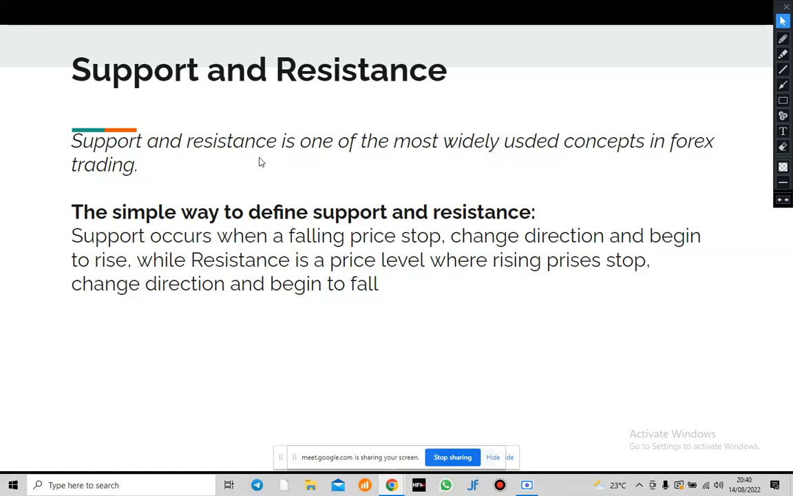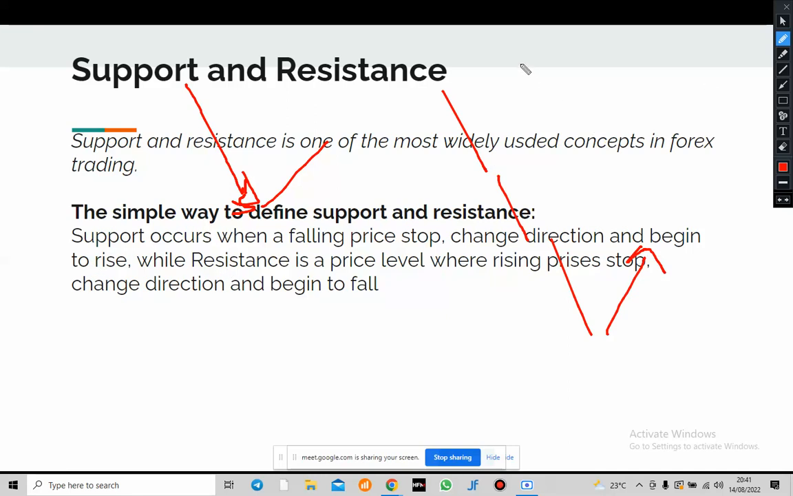The simple way to define support and resistance is that support occurs when a falling price stops. Okay, the price drops, the support occurs, and once the price stops at a particular level or point, we call that the support, because the price was supported at that area. Okay, and it changes direction. I'm not talking about stop and continue. No, I'm talking about stop and change direction to the upside. Okay, it changes direction and begins to rise.